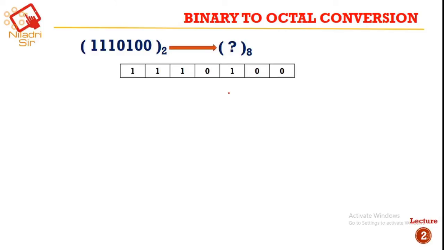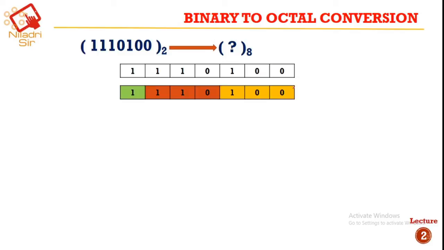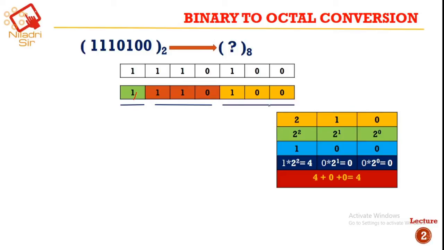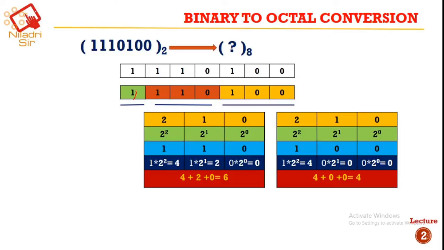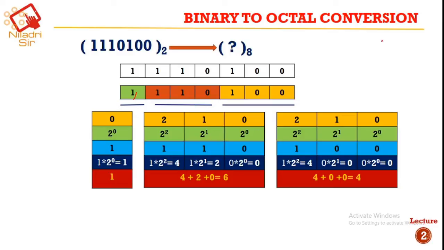Next, let's do another example. So there is this 7-digit number. As we know, we have to make groups using 3 digits. So here is a single one, and this is a group, this is a group, this is a group. The decimal of this group is 4, for this one the decimal number is 6, and for this one the decimal number is 1. So the answer is 164.